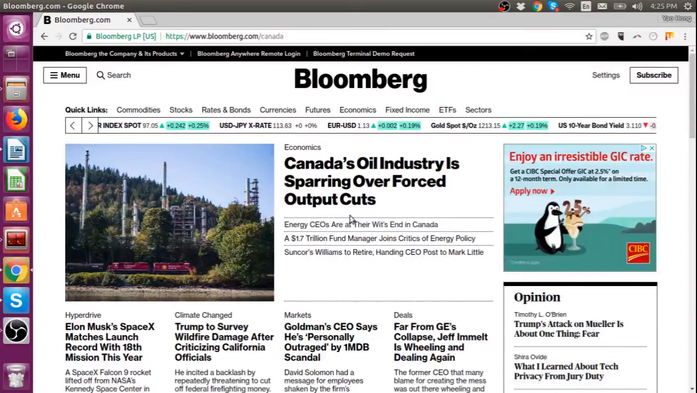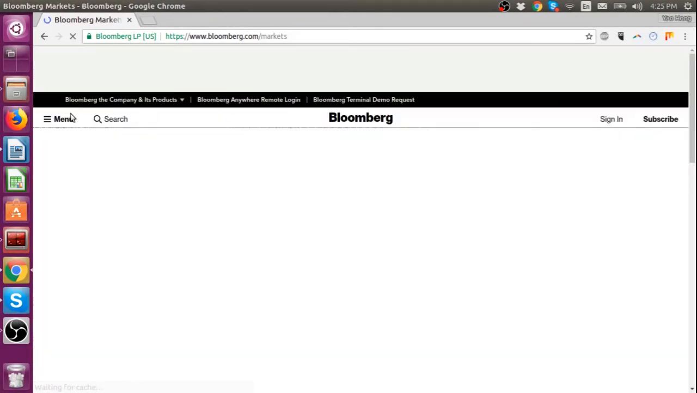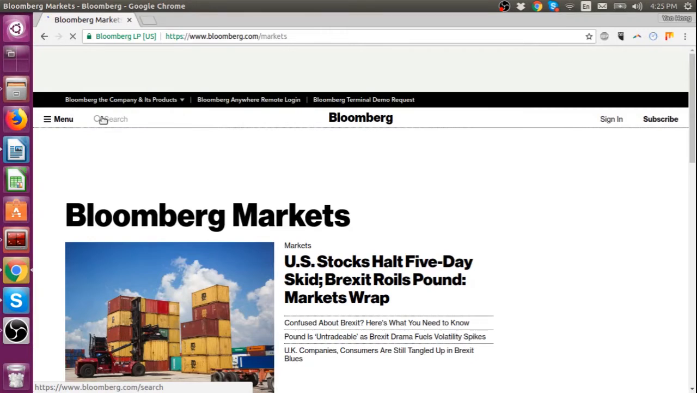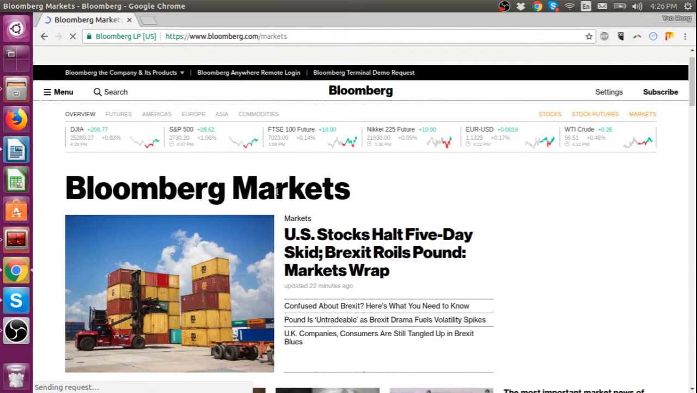Okay, so to identify market risks, I use Bloomberg News, and what I usually do is I go to the market section. Let this load up, and this section contains all the news related to the stock market. On the top, you have stock indices like DJI and the S&P 500.